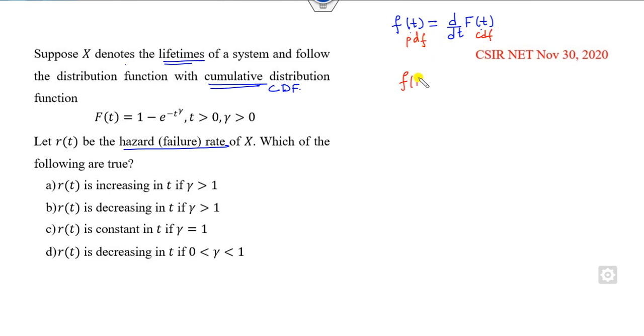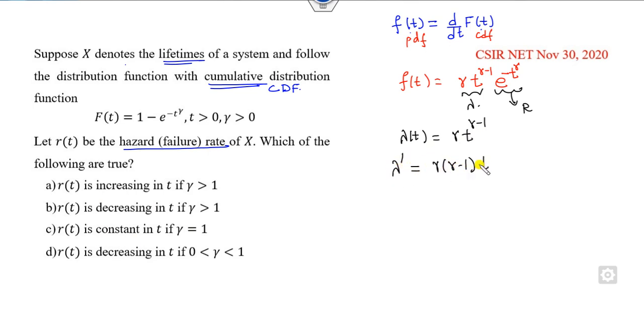So if you take that derivative, this will be gamma t raised to power gamma minus 1 e raised to power of this. So clearly this is my reliability, this is my failure rate. So I can consider the failure or hazard rate is here. Then again they are talking about increasing and decreasing, so you can take that derivative. So this is my lambda dash here.